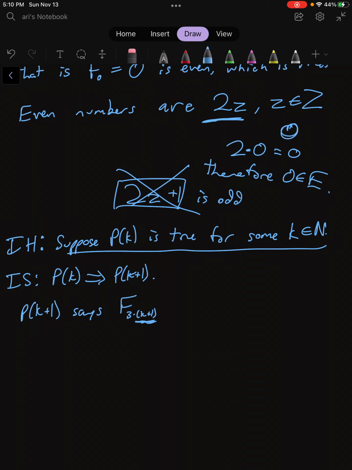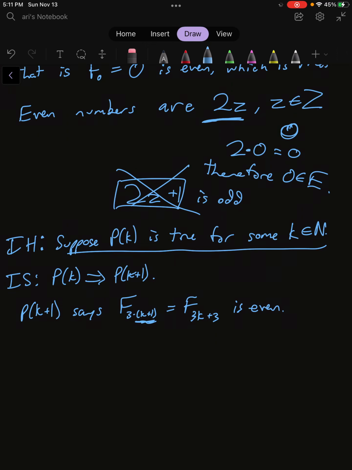So when you write this all out, it's not f of 3k plus 1. That's not what it's saying. It's saying f of 3k plus 3. That's a pretty common mistake that people make when they're doing an inductive step, is that they forget to fully replace k with k plus 1. So don't be that guy. Don't be that girl. Okay, so P of k plus 1 says that f of 3k plus 3 is even.